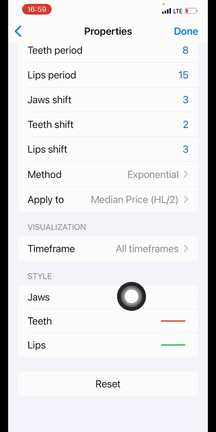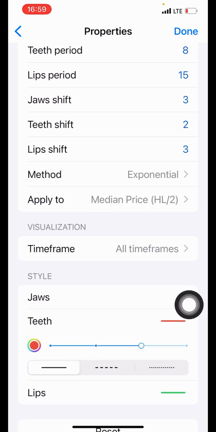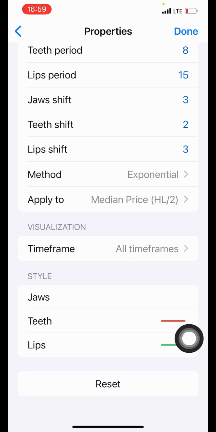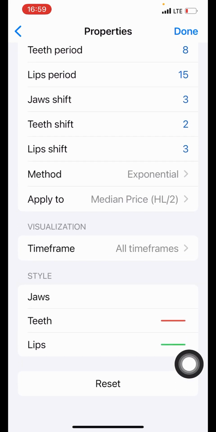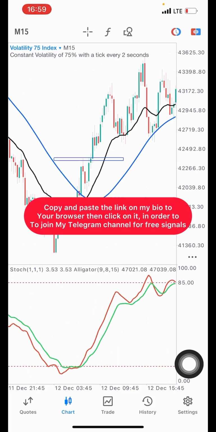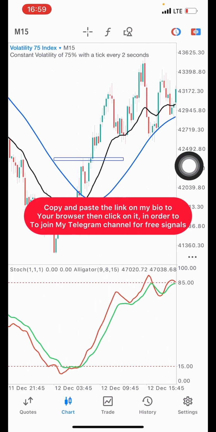Now under the style, the jaw you make the color of your background, 1 pixel, the teeth is color red, 3 pixel, the lips you make color green, 3 pixel, and then you click on done. Once you have set everything correctly, as I've just explained, you are going to have a screen like this one. So this is the strategy, this is how to set it up.